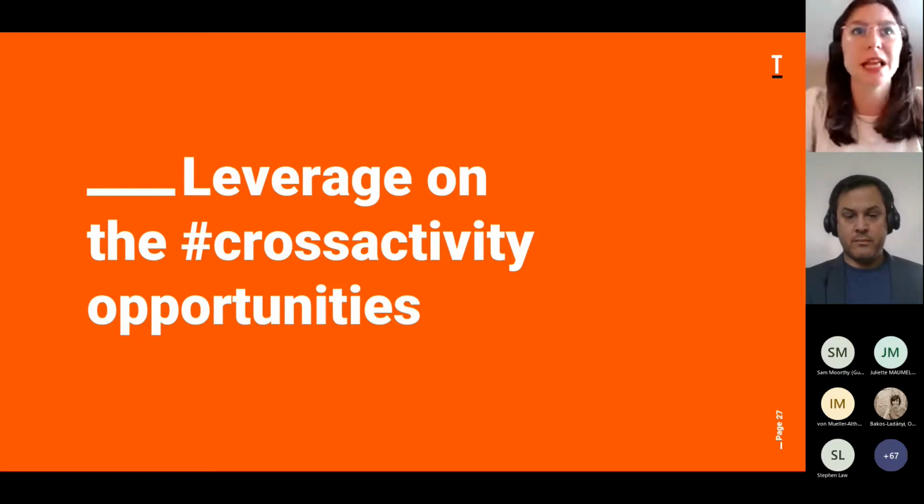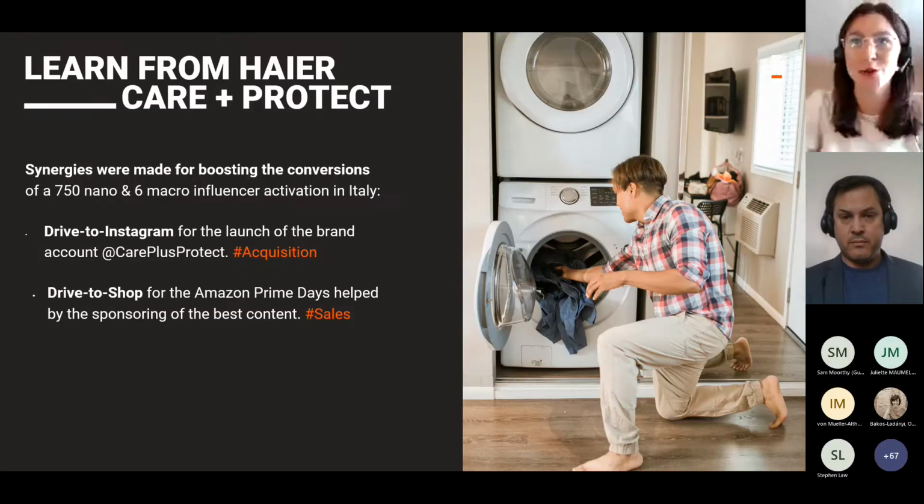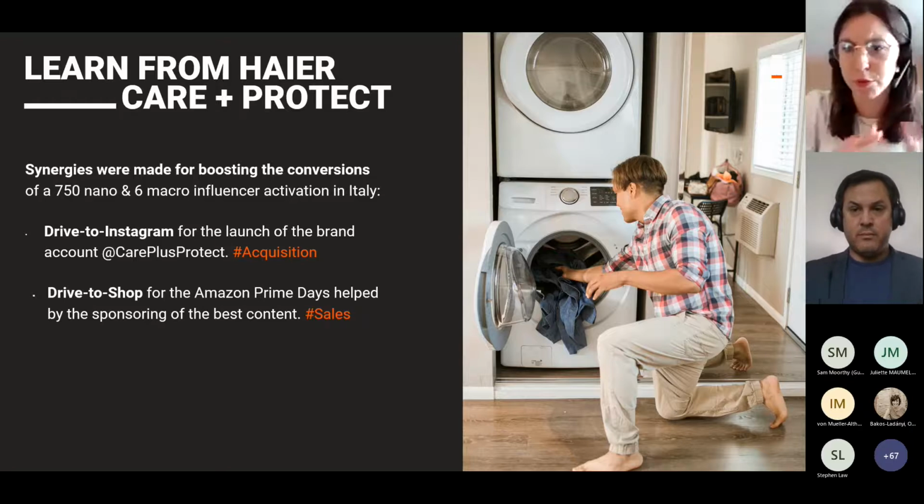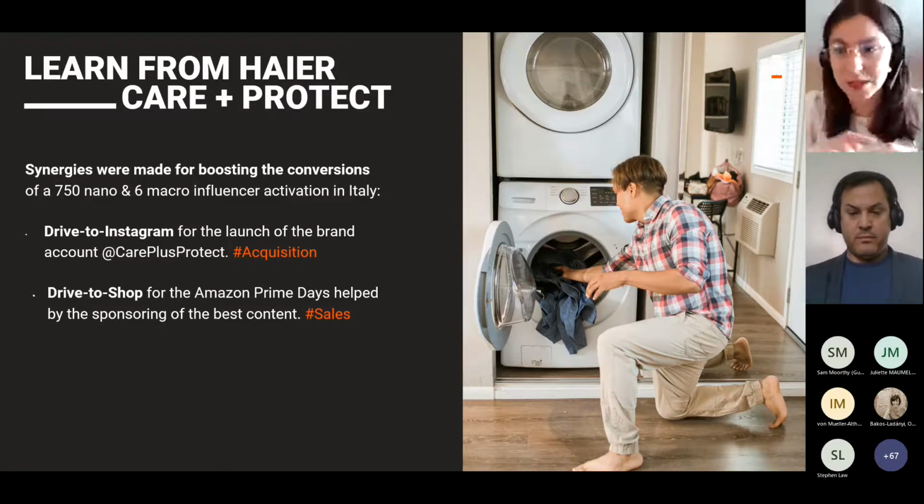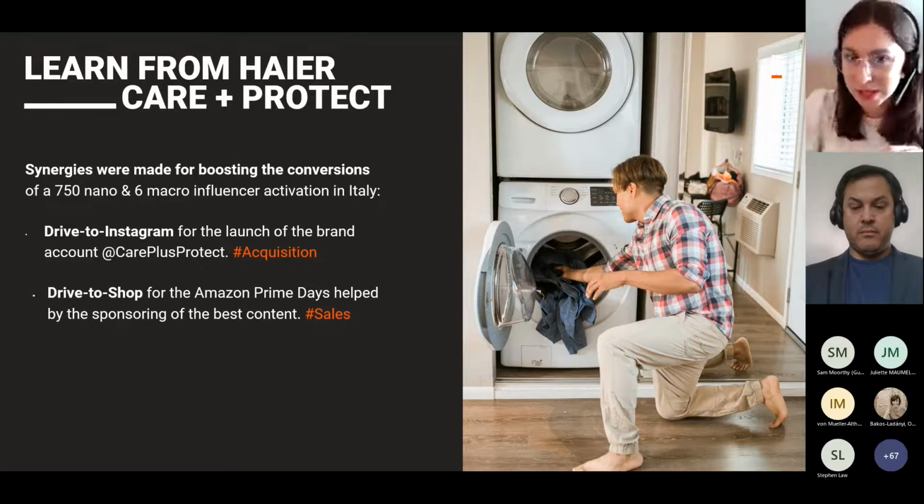So 6 is leverage on cross-activity opportunities coming from your influencer campaigns. So we have here the last concrete examples coming from Hire Care Plus product. So those are professional products for care, maintenance, protection of home and appliances.